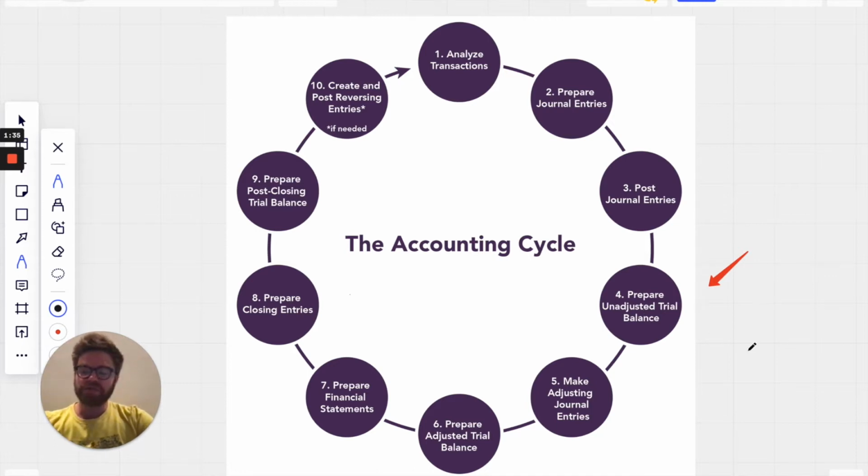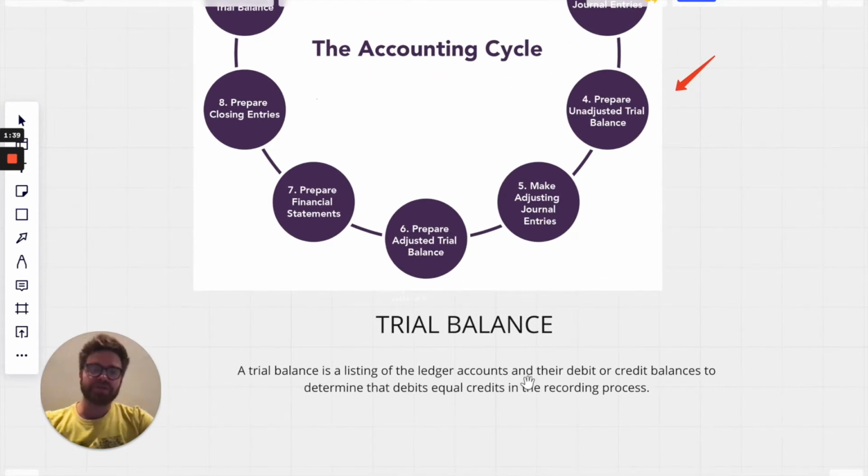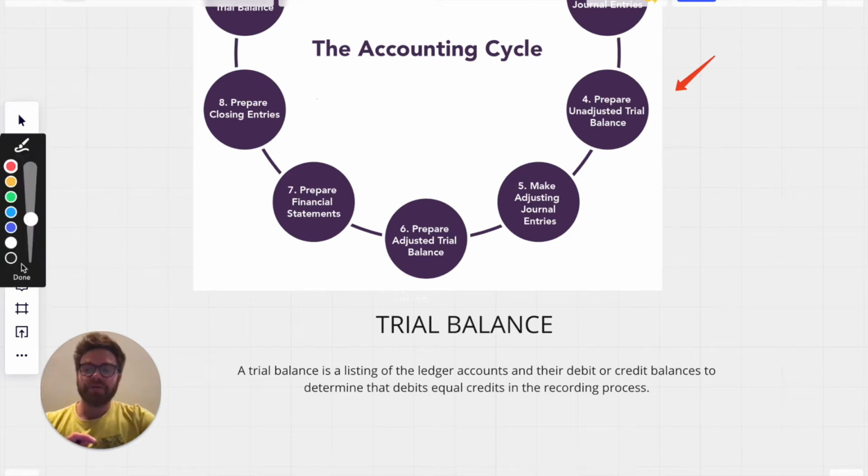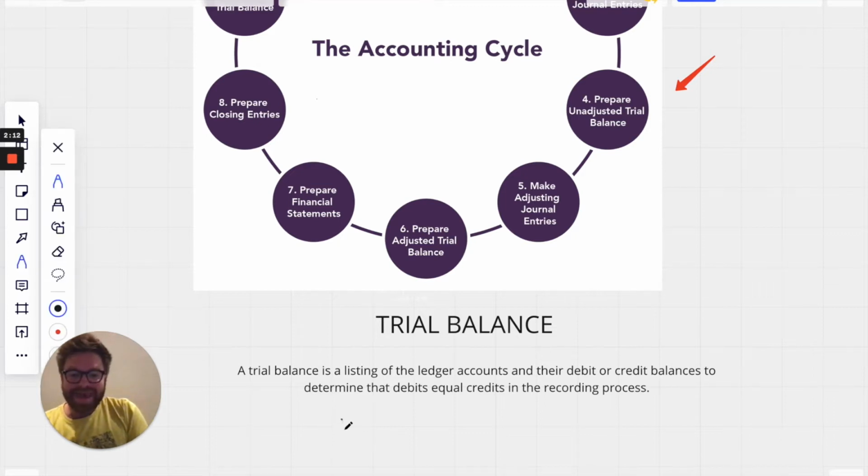Now, what is the trial balance? So if we scroll down here, you can see the definition. It's a listing of the ledger accounts and their debit or credit balances to determine that debits equal credits in the recording process. Now, this is very, very important, so we must talk about this. The debits have to equal credits. Debits must equal credits. So your balances have to add up at the end.